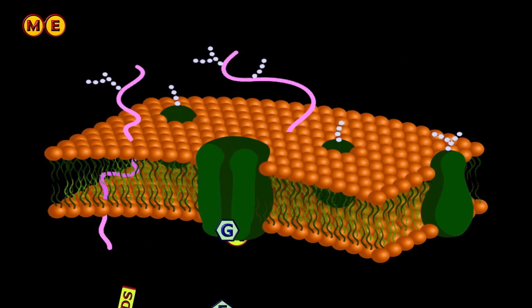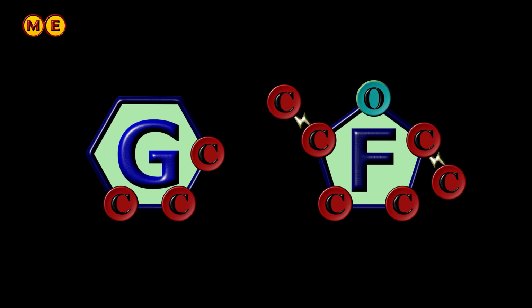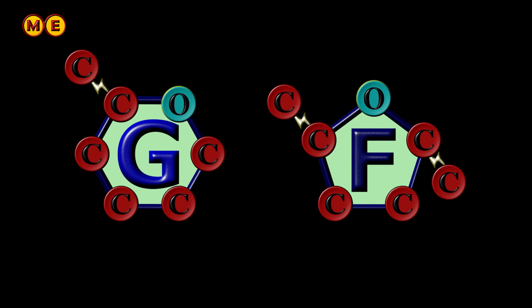Fructose, just like glucose, is made of 6 carbon atoms, but it has a different structure. The difference between glucose and fructose is that glucose forms a circle of 6 segments, and fructose forms a circle of 5 segments.